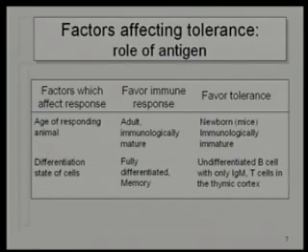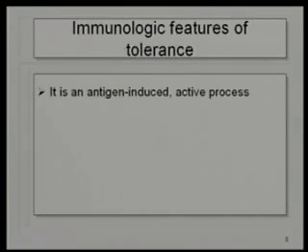Okay? So if they are not fully differentiated cells, they become unresponsive. Some definitions of tolerance, some characteristics of tolerance. It is antigen-induced and an active process. In other words, there is a response in the body. In the process of negative selection, that is a response. They recognize the antigen and a signal is given to the cell and they undergo apoptosis, programmed cell death. Okay? So it's an active process, it's antigen-induced, just like an immune response.